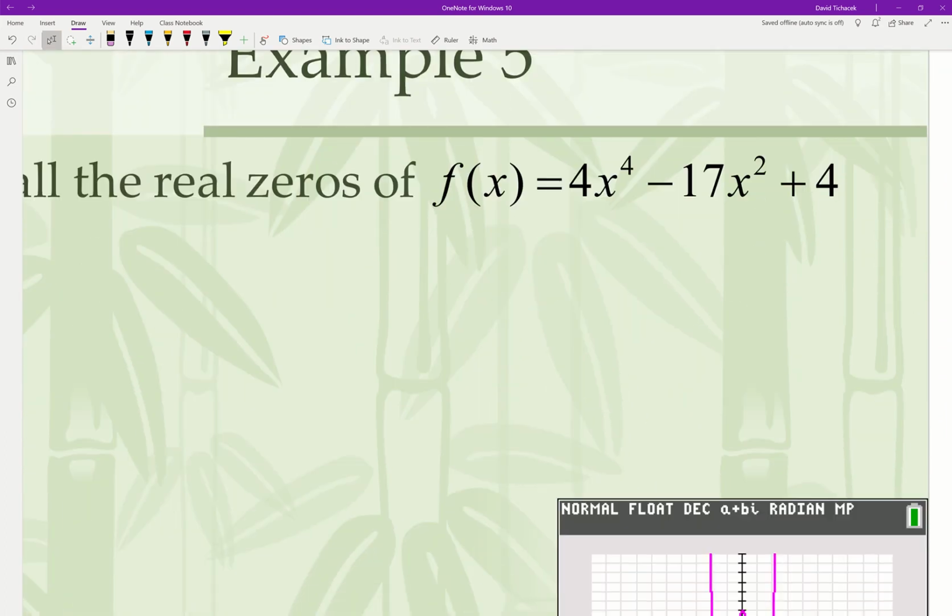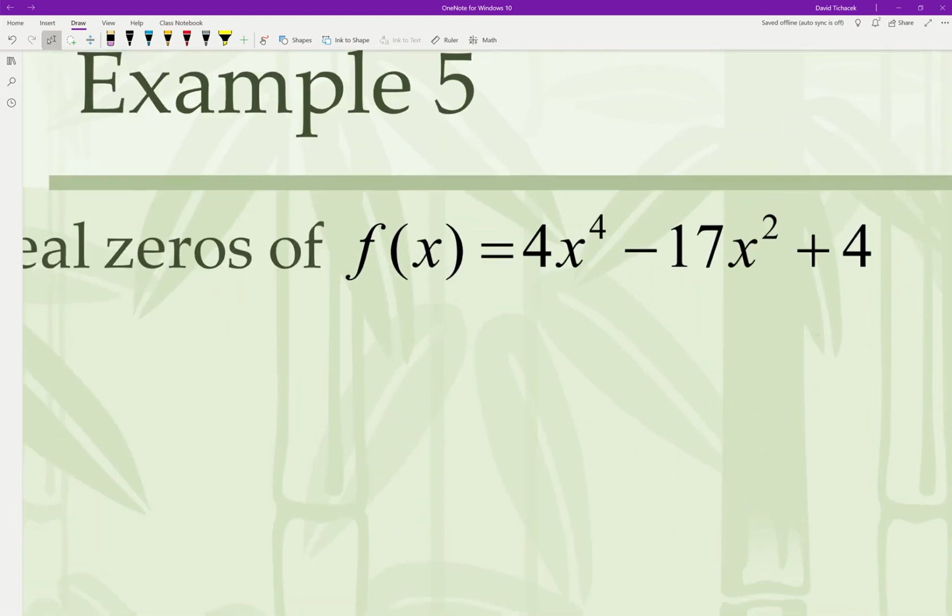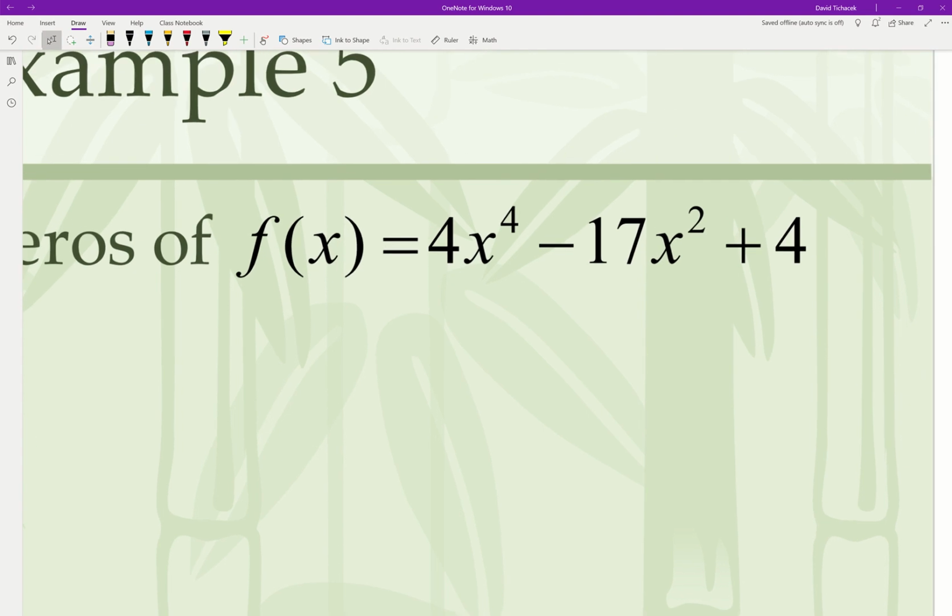So example 5. One of the things that I want you to really pay attention to here is that in this polynomial, in the standard form, we're actually missing terms, okay? So we go from the x^4 term straight to the x^2 term, straight to the constant. We're missing our x^3 term, and we're also missing our x term. So just remember a little bit later on that we're going to have to really make sure that we include some placeholders for these terms that we're missing here. So I'm going to say plus 0x^3 minus 17x^2 plus 0x plus 4.